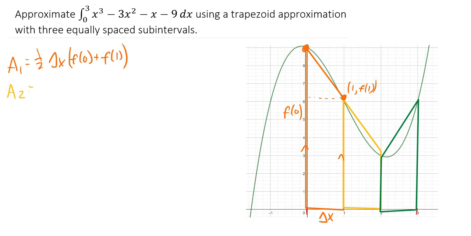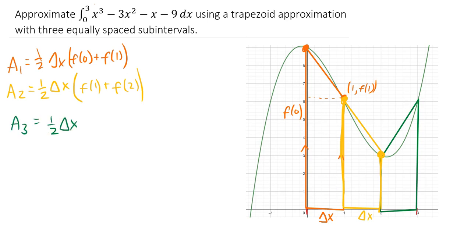My second trapezoid has an area of 1/2. Its base will be the same delta x. I split my whole area into three equally spaced trapezoids, so they all have the same width on the bottom. The height of this side is going to be whatever f of 1 is. The height of this side is going to be whatever f of 2 is. And my third trapezoid will be similarly 1/2 delta x (f of 2 plus f of 3).